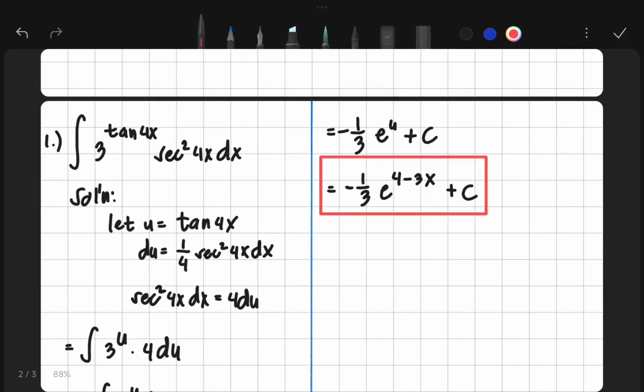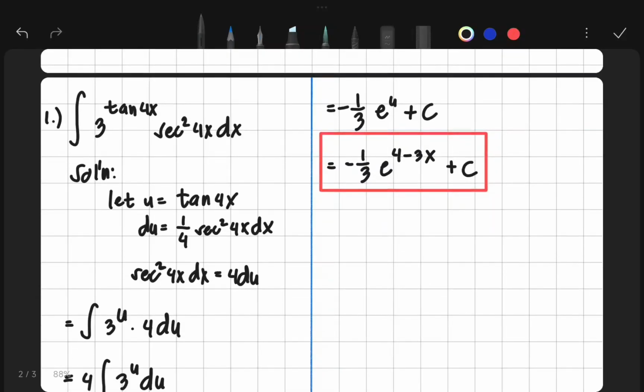Okay, now let's proceed to number 3. So for number 3, we have the integral of x raised to negative 2 times e raised to negative 1 over x dx.